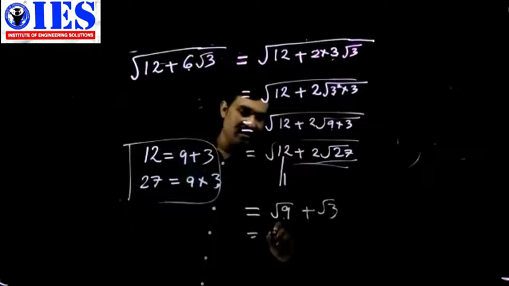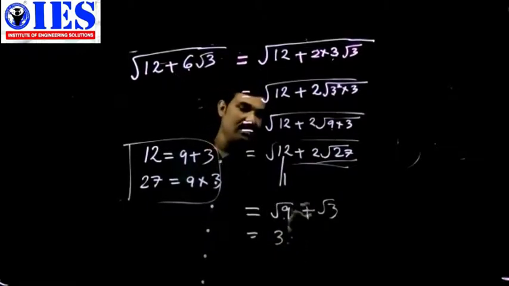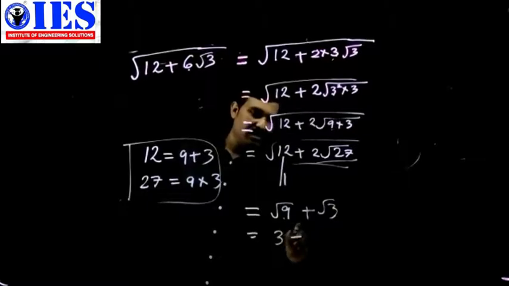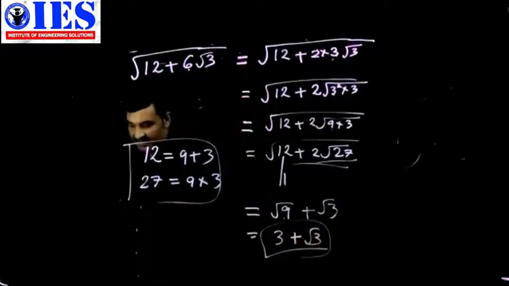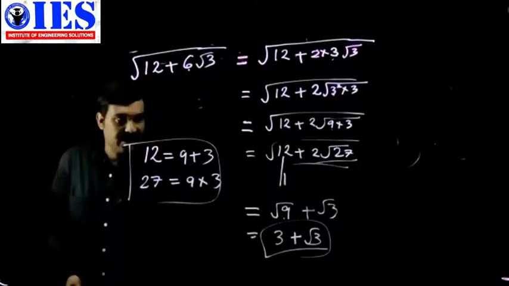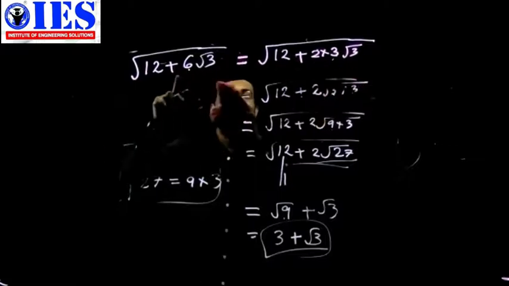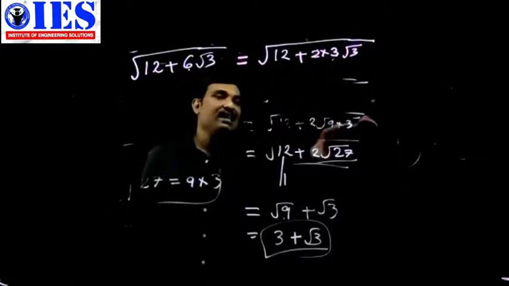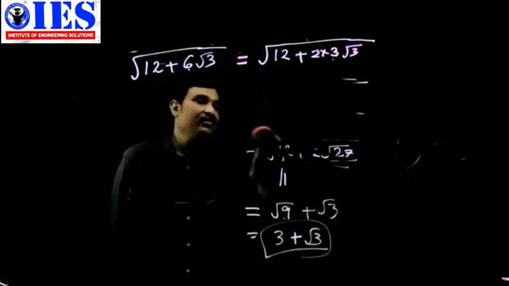The square root of 9 is 3 and the sign is plus. So plus root 3. So this is the answer. It's a simple trick. If the question has no 2, we can make some mathematical manipulations so as to create that number.